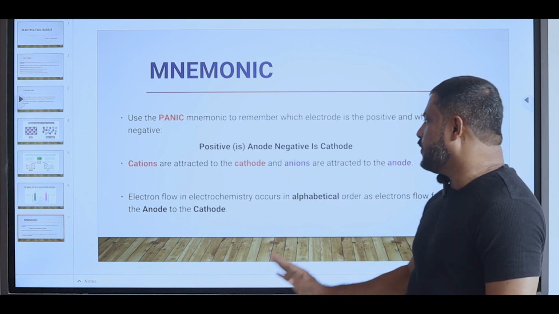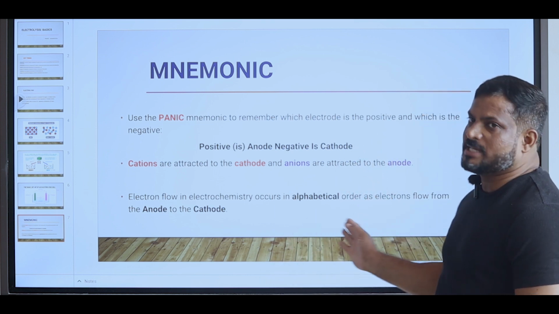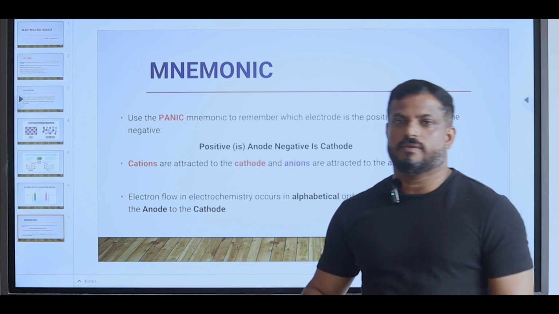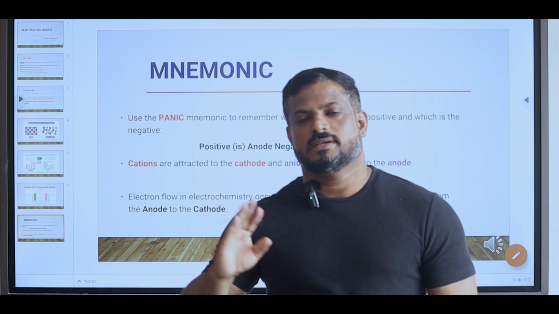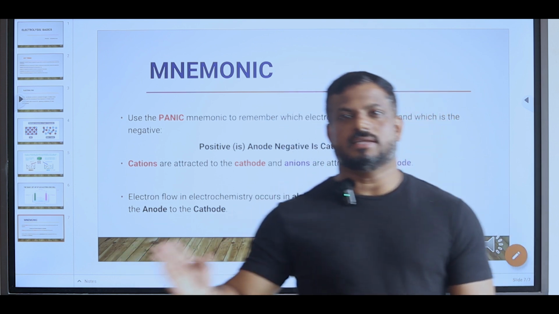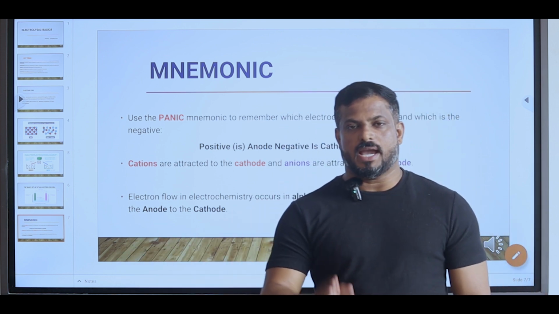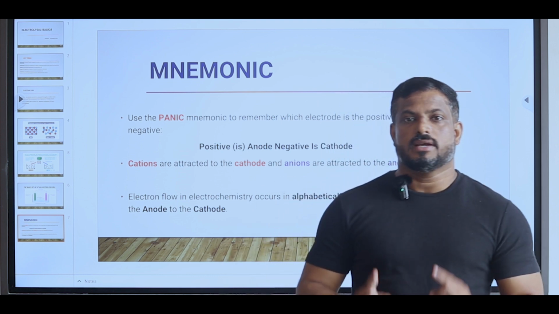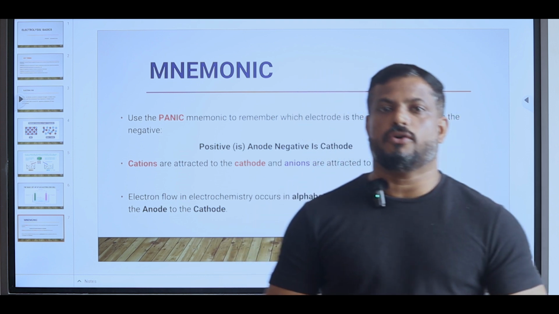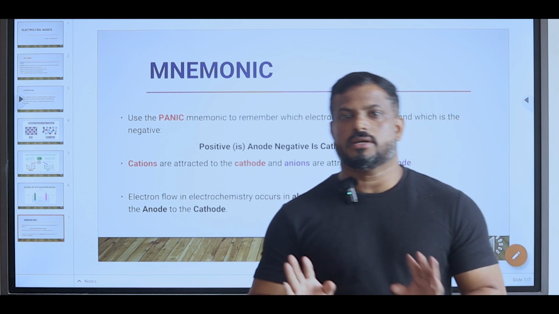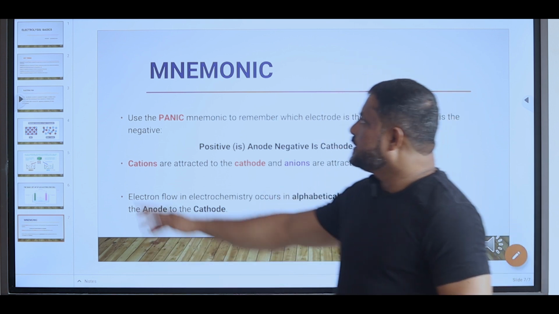Normally, electrons flow in alphabetical order. This is another technique to learn. Anode to cathode, always C comes after A. So that means A, B, C. So electrons flow from anode to cathode. When you are drawing the electrolytic cell structure, keep in mind that the flow of electrons is from anode to cathode, that alphabetical order.